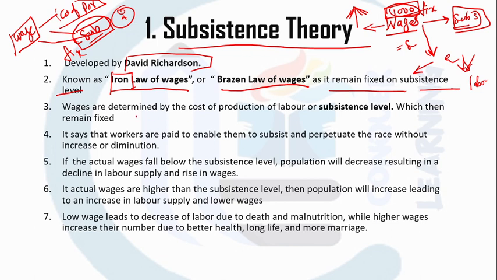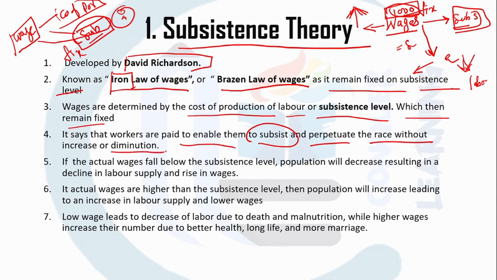So wages are determined by the cost of production of labor or the subsistence level, which then remains fixed. It says that workers are paid to enable them to subsist and perpetuate the race without increase or diminution.